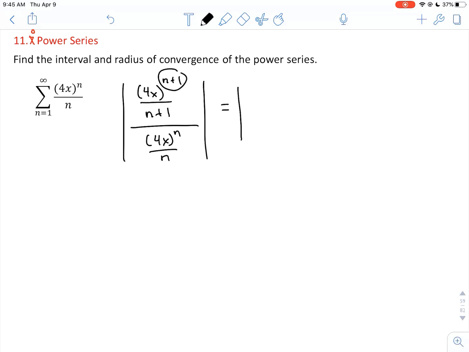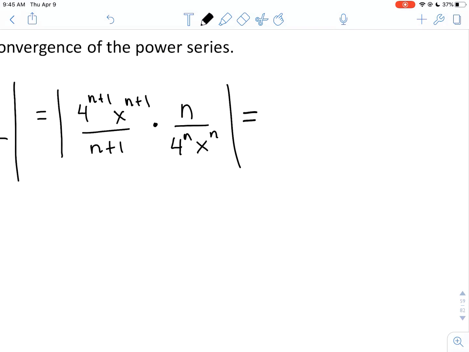I'm going to choose to put this power on the x and on the 4 separately, and then multiply instead, and then I'm going to reciprocate this and also move this power n to the 4 and the x separately. I'm going to regroup and write this as a bunch of fractions by putting things over their similar counterparts.